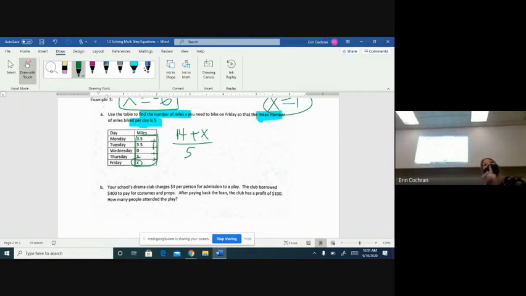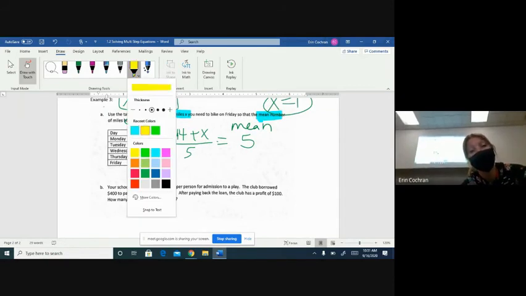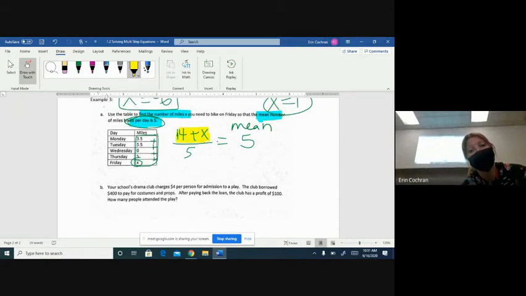Now, what do we want this mean number to be? This will equal my mean. And what is the mean number I want? I want the mean per day to be 5. Okay, is everyone okay with that? Now, because this problem's a little bit different, because this 14 plus x is the entire fraction on top, we're going to get rid of that fraction first.